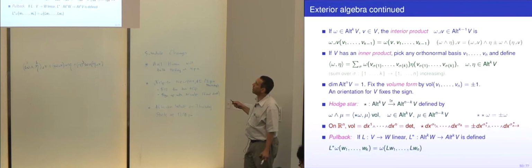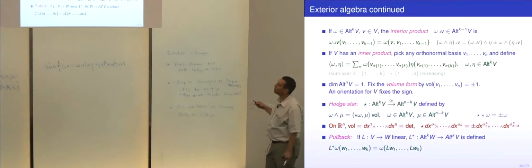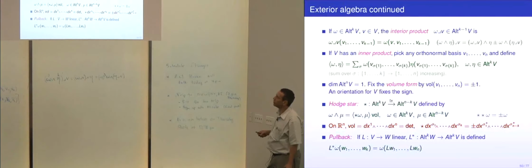And what you do is you take any orthonormal basis of V, and then you consider all increasing sequences of k elements of the orthonormal basis, apply omega to it, apply eta to it, multiply those together, and add it up over all increasing sequences. This you can check quite easily is independent of the choice of orthonormal basis. So this defines an inner product.